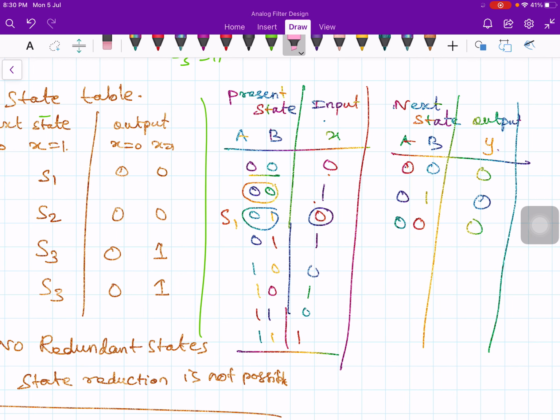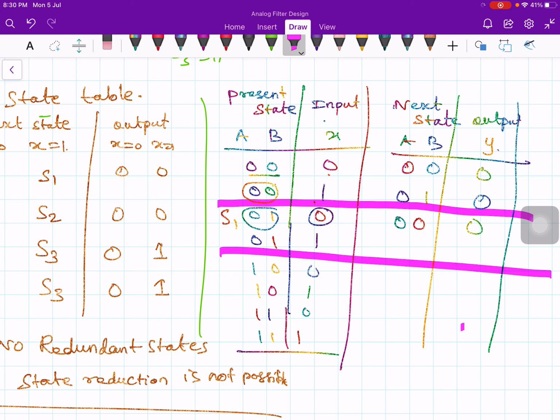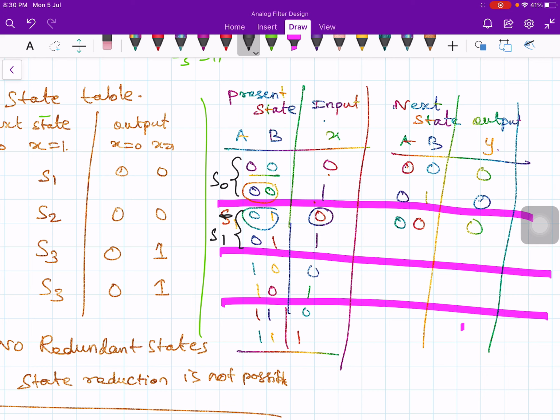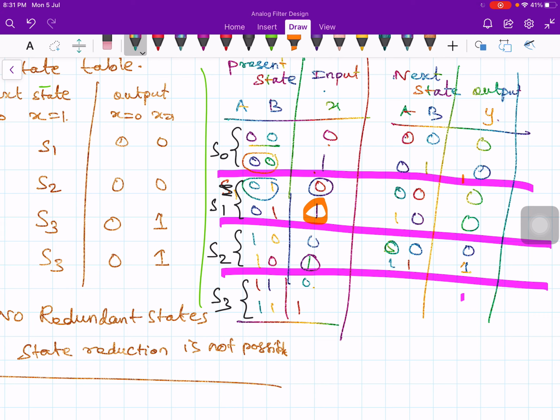Okay, so one minute. Let me use some color. You divide like this. These two denote S0, and these two denote S1, 10 is S2, 11 is nothing but S3. Now for S1 you are giving 1, that means you are moving to S2. S2 is 10, right? And again output is 0. For S2, if the input is 0, you move to S0, therefore 00. For S2, if the input is 1, you move to S3. S3 means 11. Output is 1. You are in S3, and if the input is 0, you move back to state S0, therefore 00. Output is 0.